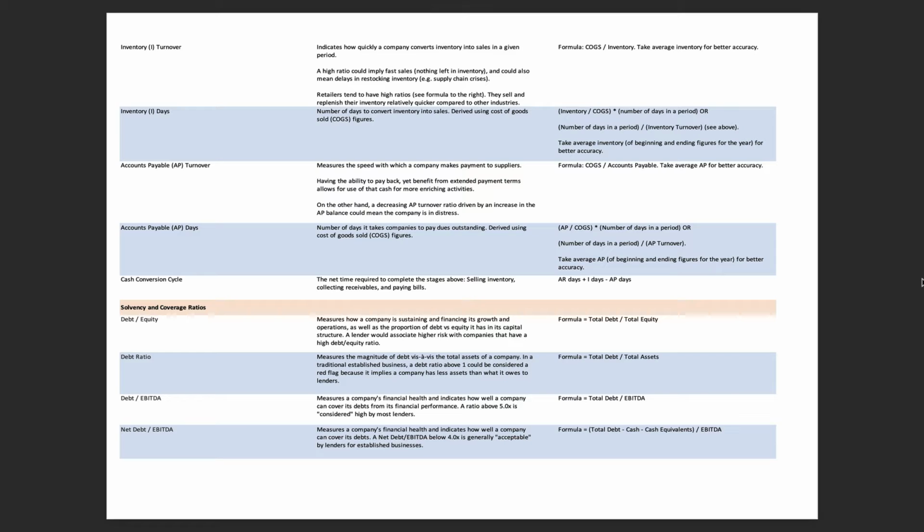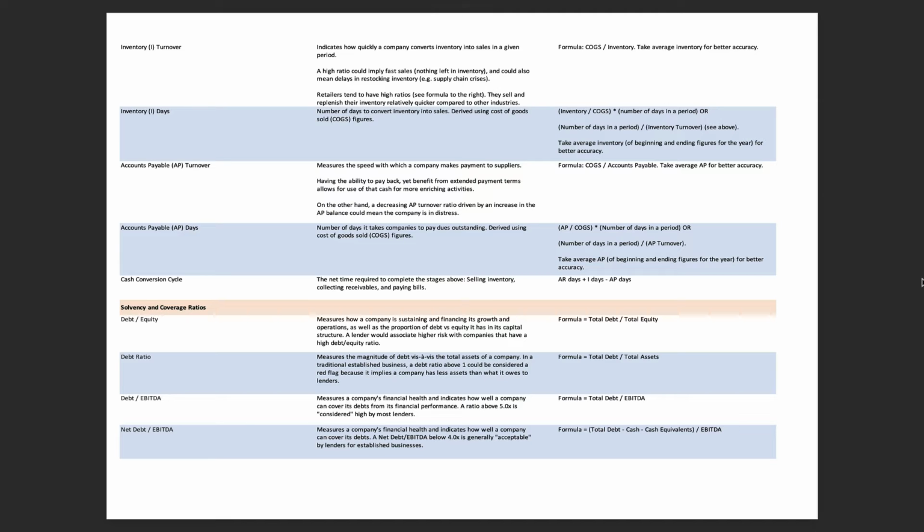Next is the inventory days, and this is basically the number of days it takes to convert inventory into sales. And that figure is derived using the cost of goods sold figure as well. And the formula for the inventory days is inventory divided by cost of goods sold times the number of days in a given period or year, or the number of days in a given period divided by the inventory turnover, which is the previous metric that we just looked at. And for better accuracy, we can take the average figure for inventory to get a more accurate number of days.